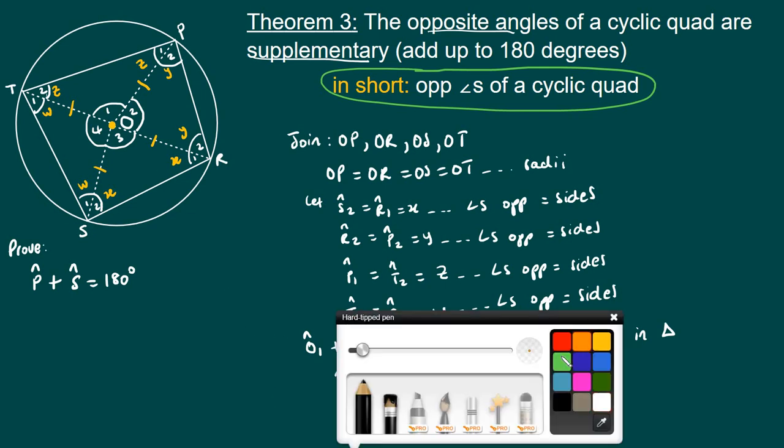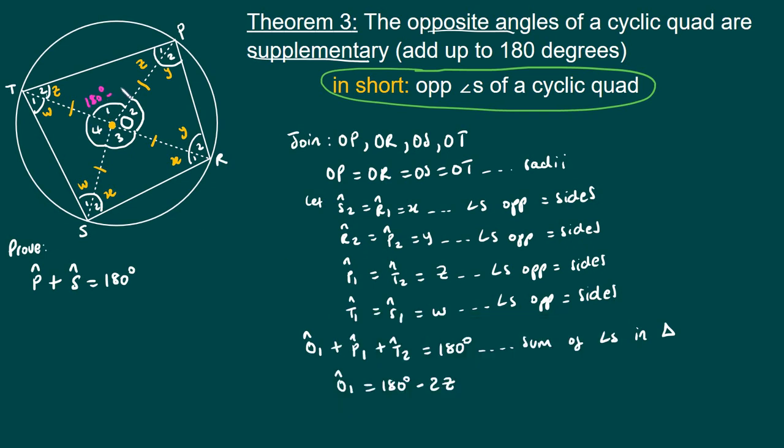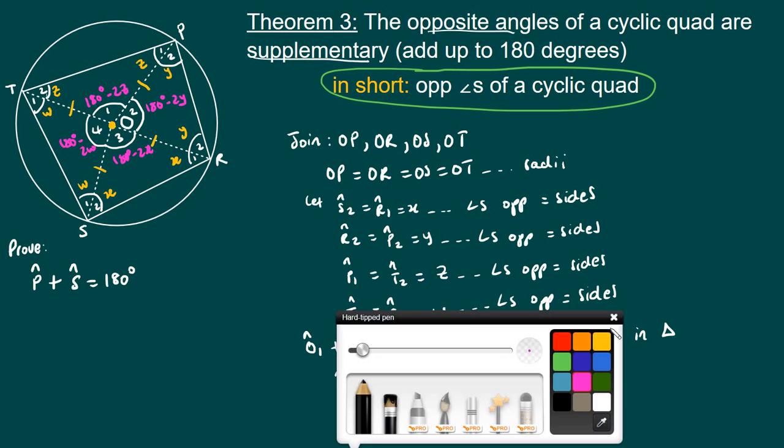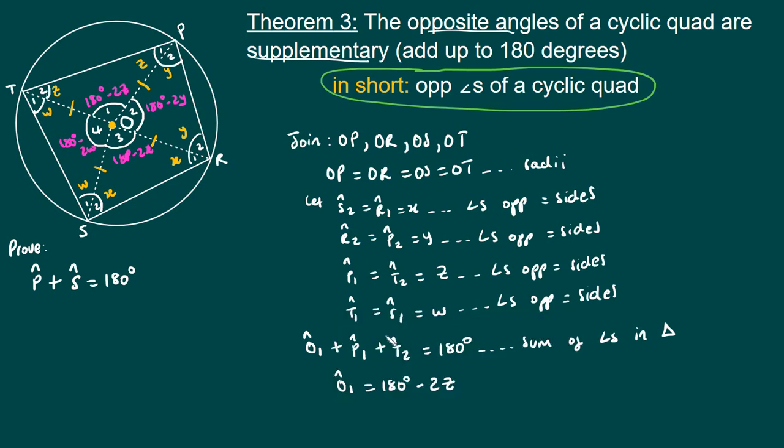Just that now, I did not write it. This is 180 minus 2Z. This is 180 minus 2Y. This is 180 minus 2X. This is 180 minus what? 2W. By the way, after getting that O1 is equal to this, you know what you're going to say? You're going to speak a bit of English. So you're going to tell them similarly.